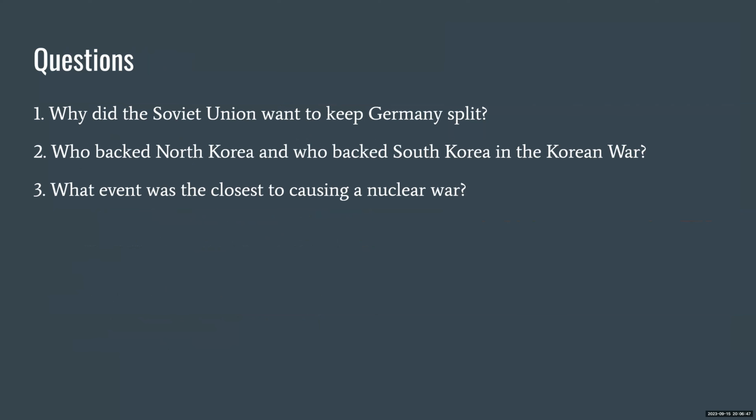All right, so just a few questions. Why did the Soviet Union want to keep Germany split apart? I think this was said in the Berlin Airlift and Blockade slide.